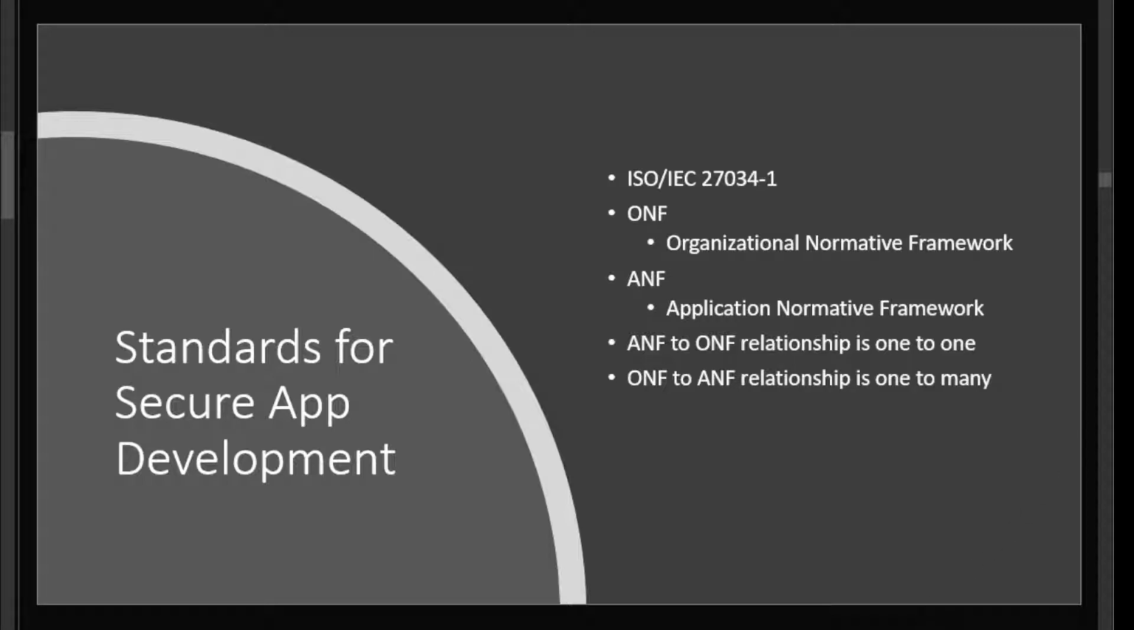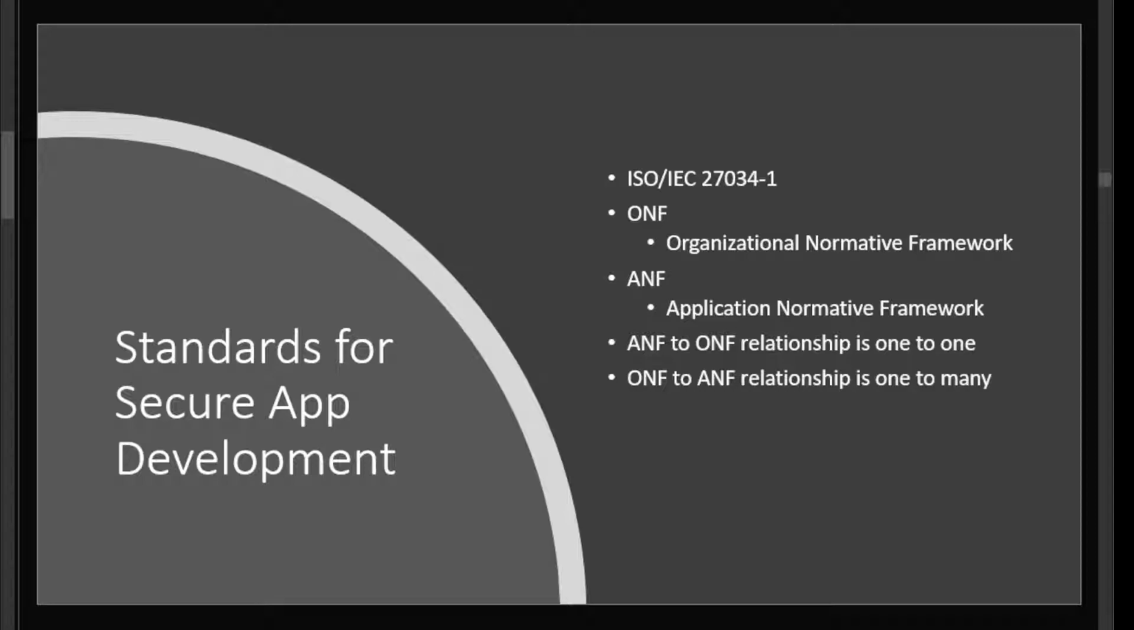So we need to go over some important concepts here. ONF, that is the Organizational Normative Framework. This is the framework for all components of application security controls and best practices cataloged and leveraged by the organization. On the other hand, there are application normative frameworks. These are the subsets of the ONF for each specific application. The ANF shares the applicable parts of the ONF needed to achieve an application's required level of security.